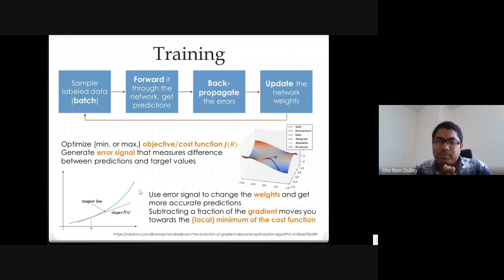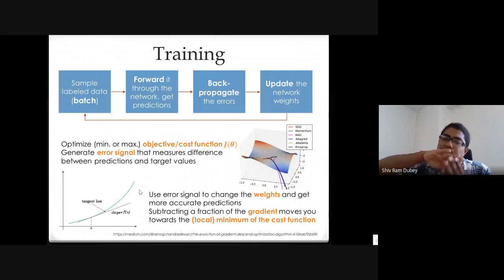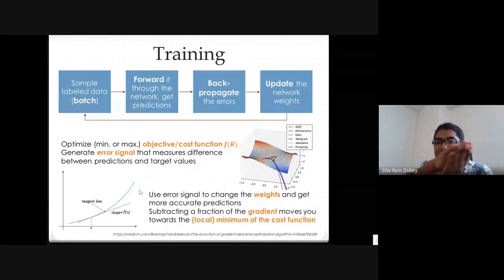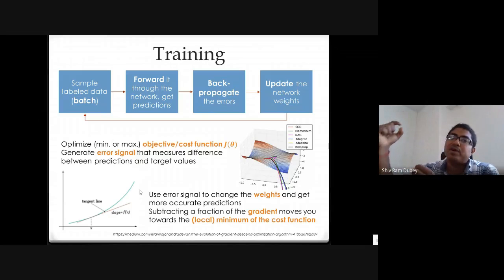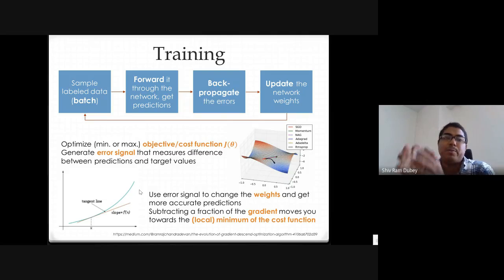Because if we update our value in the direction of the gradient, then the value of the objective function will increase. But our aim here is to minimize the objective function, so we will not update in the direction of the gradient. Rather, we will update the parameter in the opposite direction of the gradient.